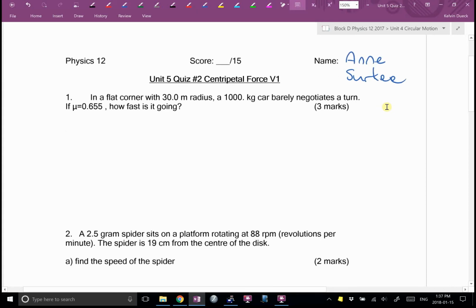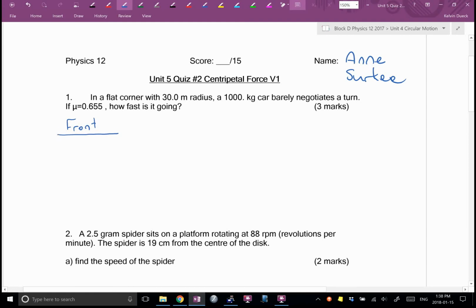In a flat corner with a 30-meter radius, a car barely negotiates a turn. If mu equals blah, blah, blah, how fast is it going? This is a question that I like. This would be fair game as a written question going around a flat corner. I would either give you the speed and say find mu, or give you mu and say find the speed. The key here was to recognize that this was a good job for a free body diagram.